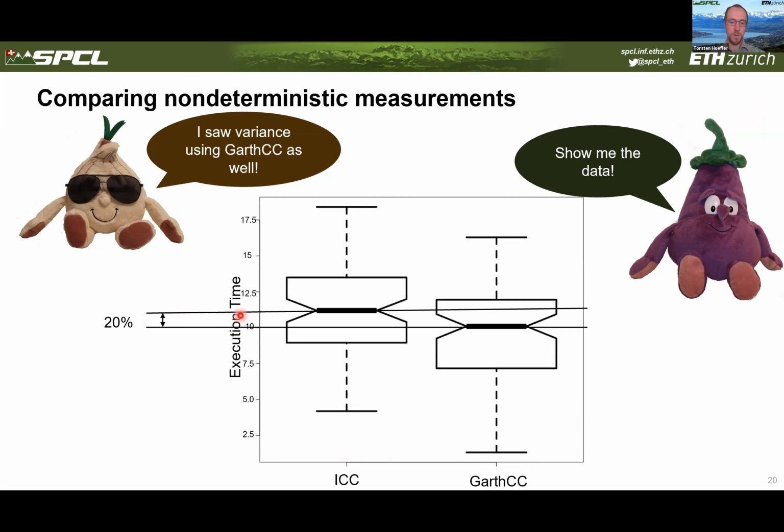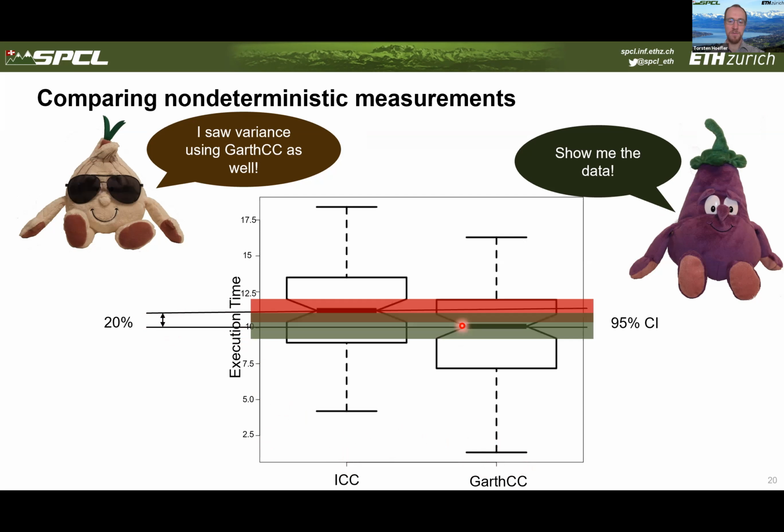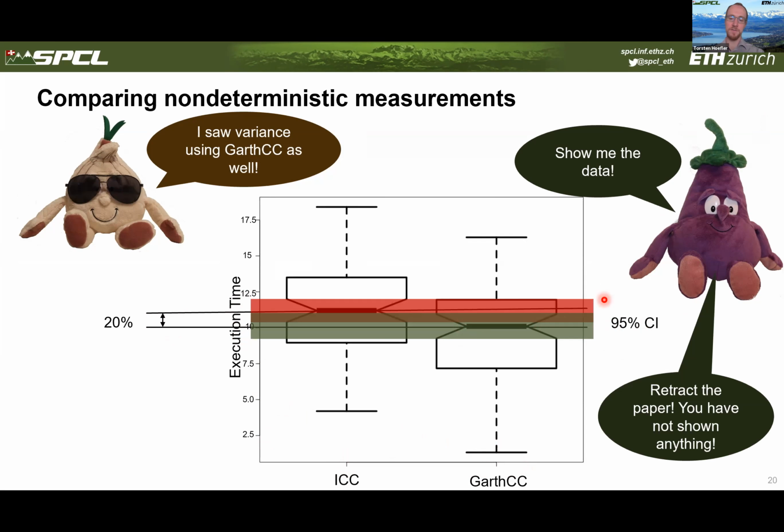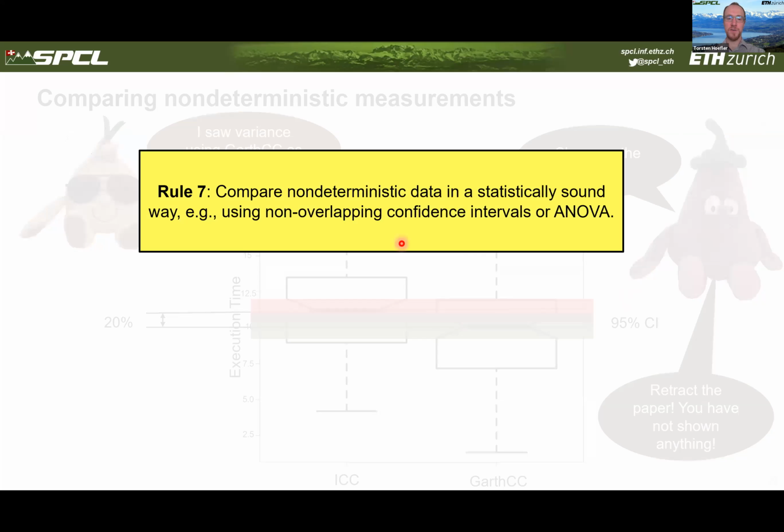So we had the 20% difference in the median, but unfortunately, the 95% confidence intervals in this particular data are actually overlapping. So really, this is statistically seen no evidence of a huge difference, because the confidence intervals overlap. So this paper should not be published. Unfortunately, it was not published. It was just an experiment for our talk here. So really what is incredibly important, if we have non-deterministic data, we need to compare that data. We need to compare not only the median or the mean, but we really need to compare it using statistically sound techniques, for example, confidence intervals or analysis of variance techniques.